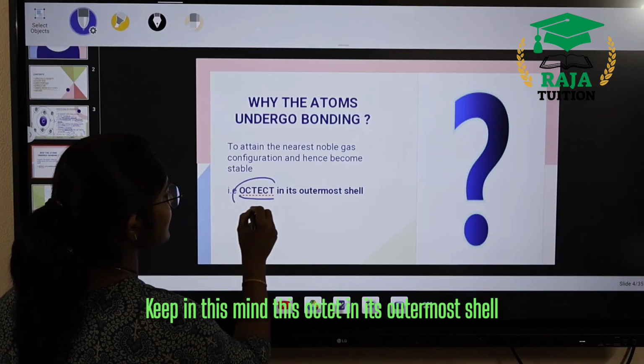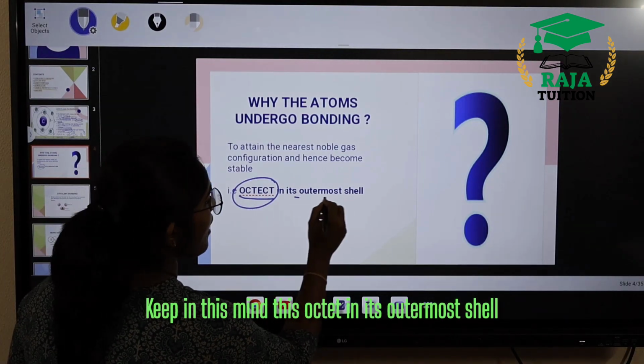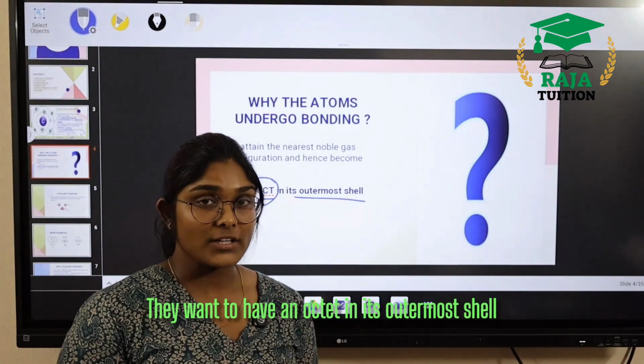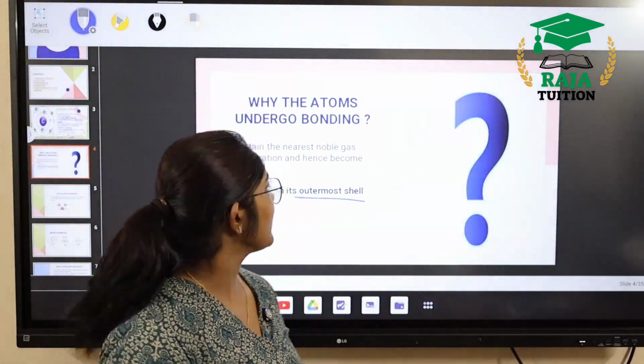Keep in mind this octet in its outermost shell. Why are they undergoing this? They want to have an octet in its outermost shell.